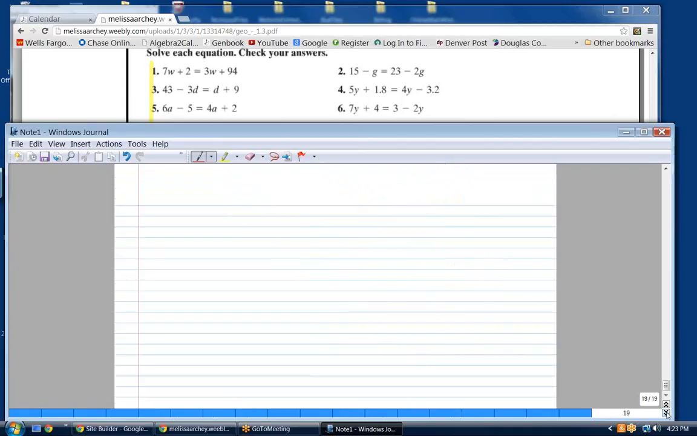So tell me the next line on number 5, so I don't have to rewrite this line. Do it all in one step. Move the variables over and the constants over in one step. What's the next line? Okay, so it'd be 2A equals 7.